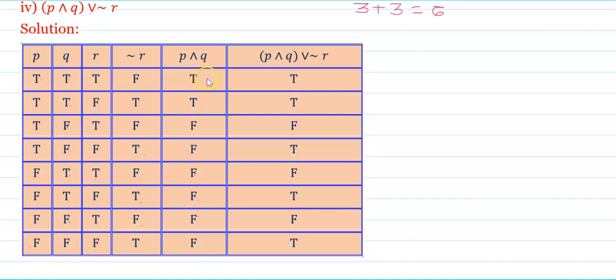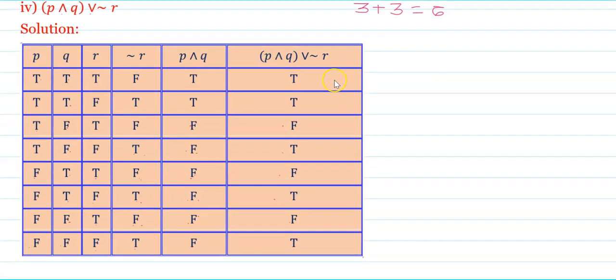Next, we will find out the or between P and Q and the negation of R. For or, what is important is that at least one of the two must be true. Now see this here. F or T is T. T or T is T. F or F is F. T or F is T. F or F is F. T or F is T. F or F is F. T or F is T. And in this way, we get the last column.